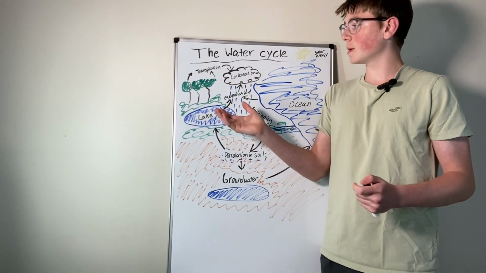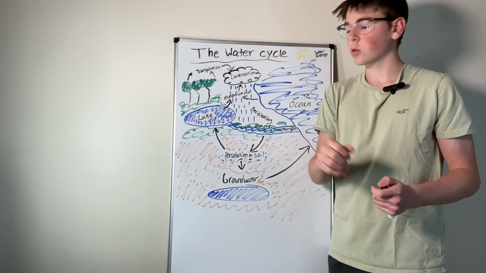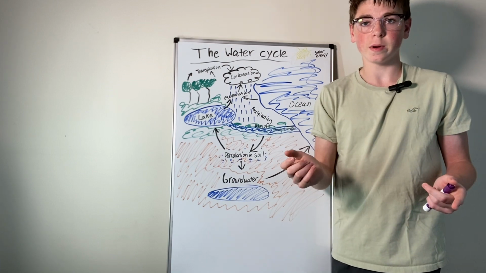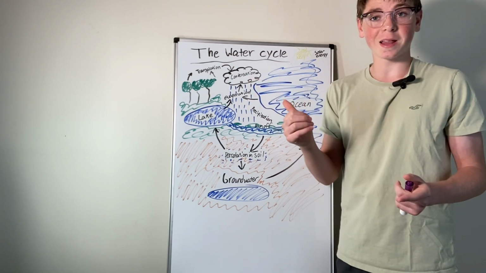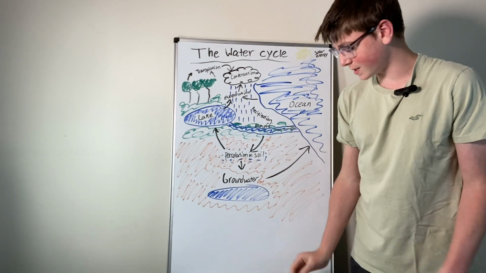They use it, but some is taken up from them through a process called transpiration, which then goes back into the clouds in condensation, and it cycles again.